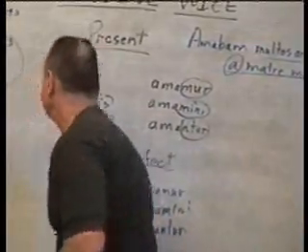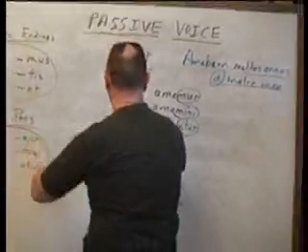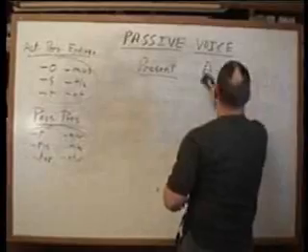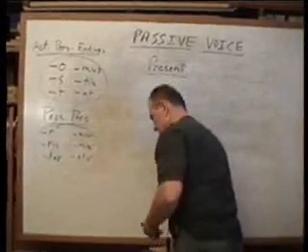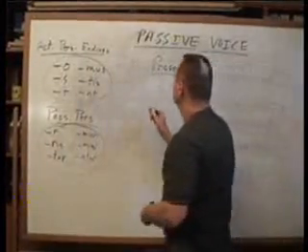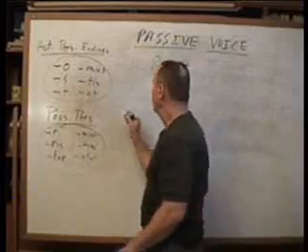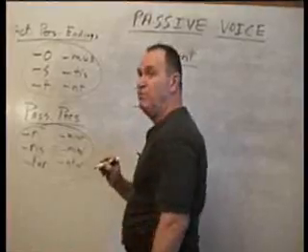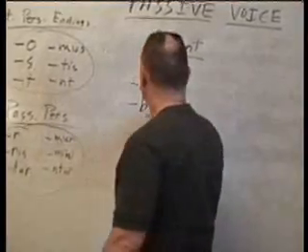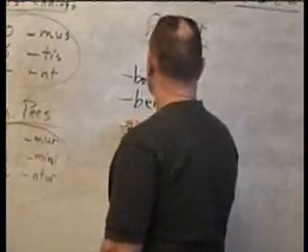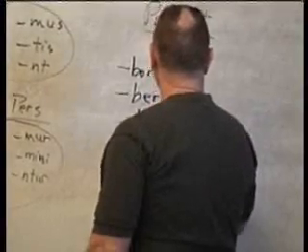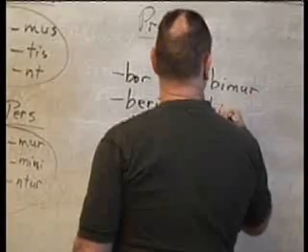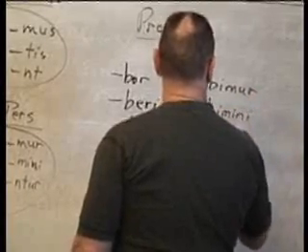Let's go to the future. And I'm keeping these up here because they're still relevant. The future passive, remember, for the first and second conjugation, do it one way? Instead of -bo, -bis, -bit, -bimus, -bitis, -bunt, they're going to put -bor, -beris, you would expect -biris, but it's -beris, -bitur, -bimur, -bimini, and -buntur.